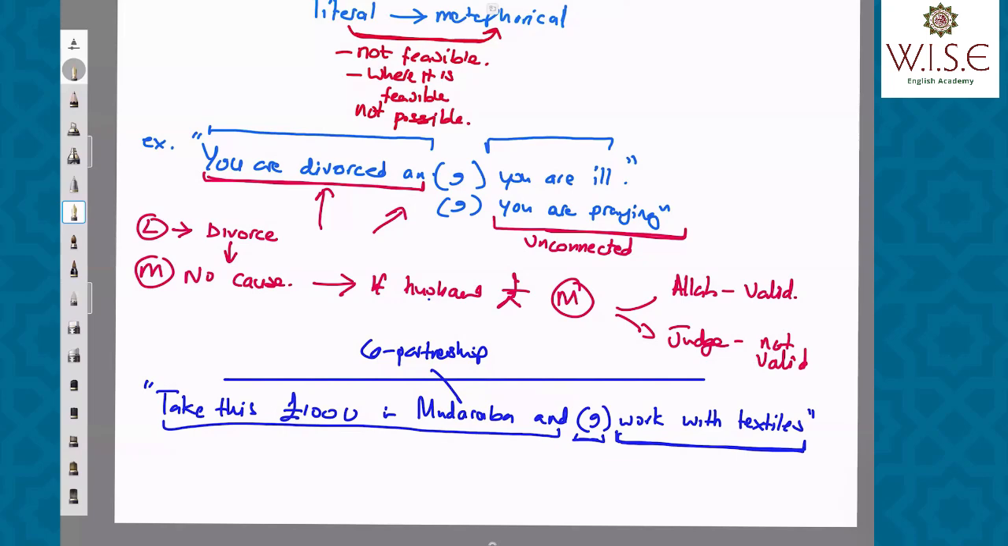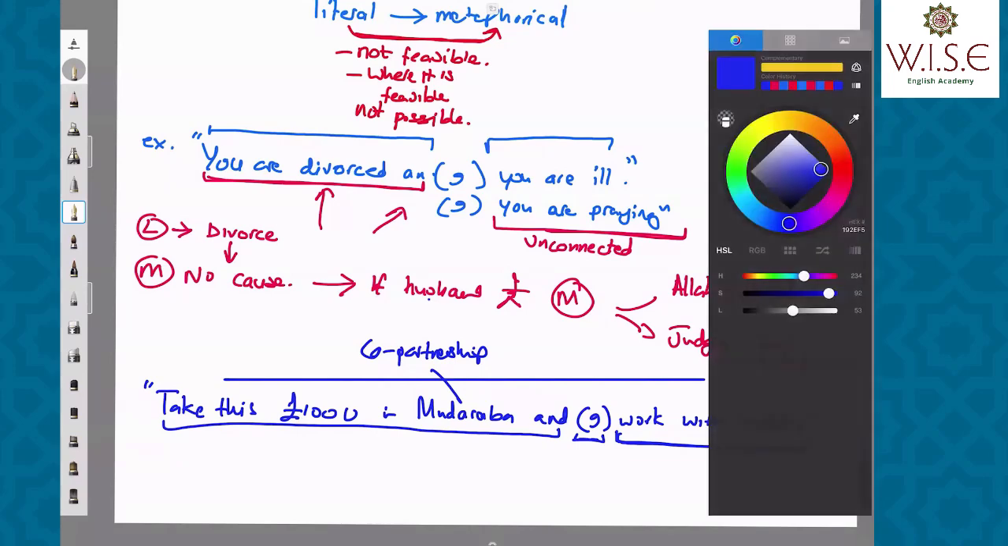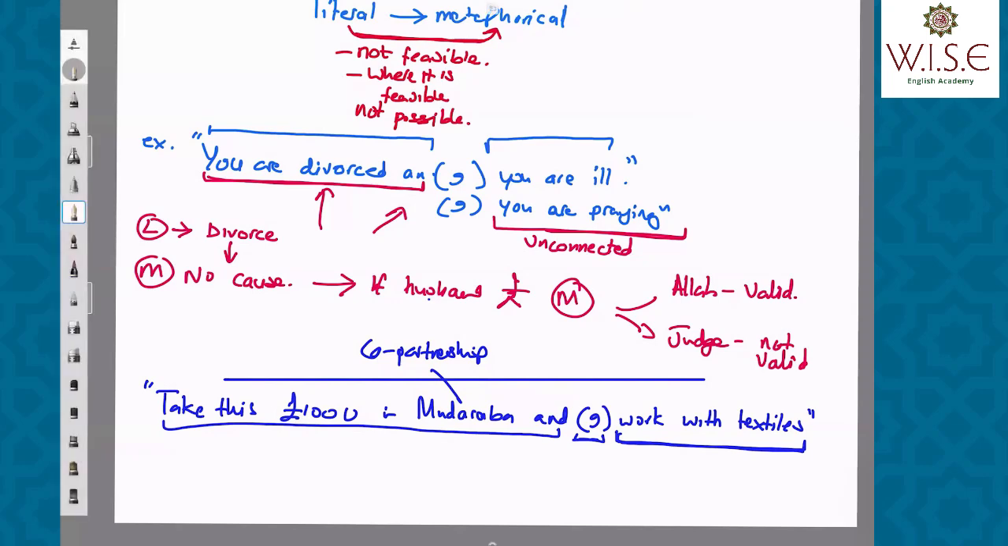But what we want to work out here is: are these two separate? If somebody says take this £1,000 in mudaraba and work with textiles, is he saying take this £1,000 and he's saying I want you to work in textiles? Or is he saying I want you to take this £1,000 and use it to work with textiles? So what do we do? We need to look at the feasibility and the contextual indicators. I want you to pause for a second, have a think about it, pause the video perhaps, and then press play once you've had a think. Okay, and you can challenge me on this one because it is contextual.